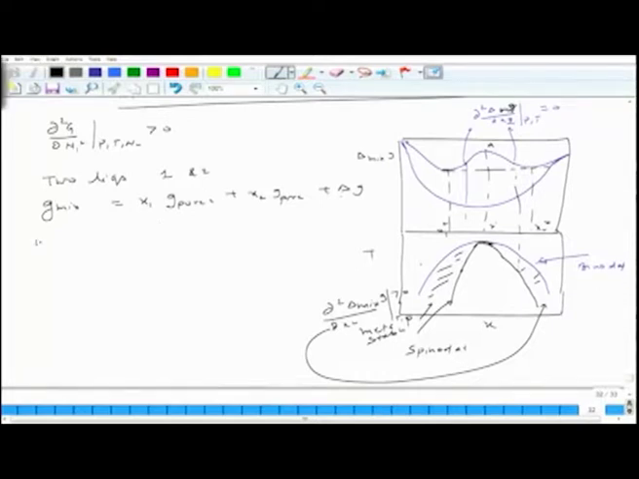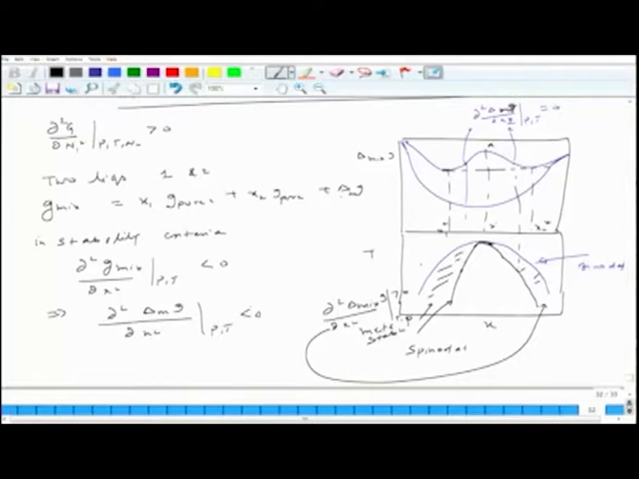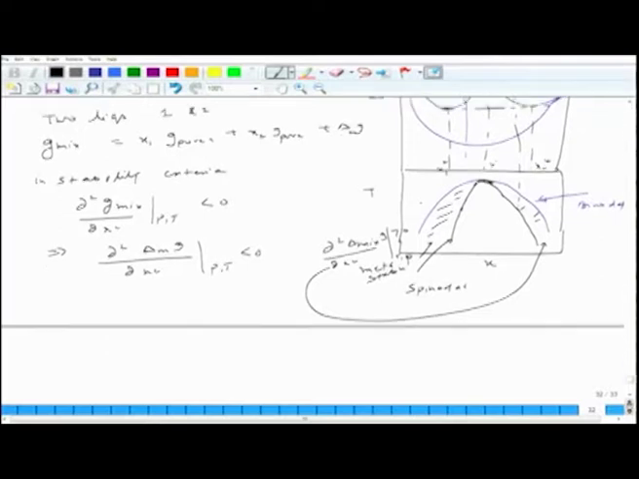So the instability criterion is that the second derivative of G mix with respect to x squared at constant P and T is less than 0. This also implies that the second derivative of delta mix G with respect to x squared at constant P and T is less than 0. This is something which comes directly from this analysis.